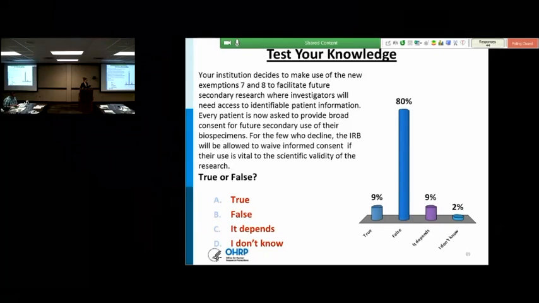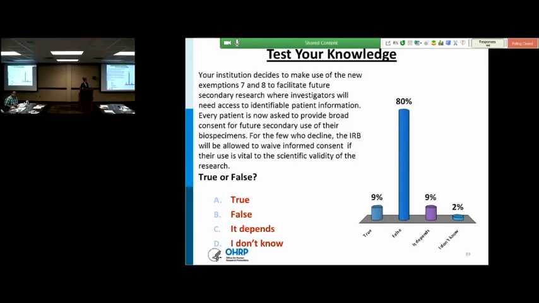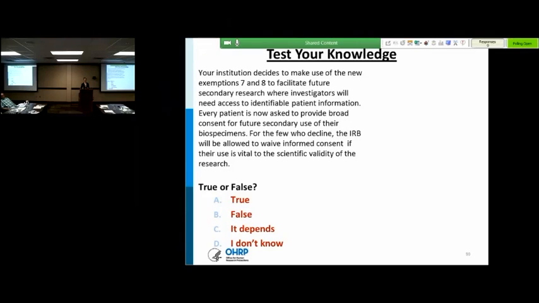Okay, yay! 80% say false. Right? So, as we just went through, if people are asked for broad consent for a study, in that situation, when it pertains specifically to broad consent, the IRB cannot waive use of their samples if they have refused to provide broad consent. Oh, I think I went the wrong way, sorry.